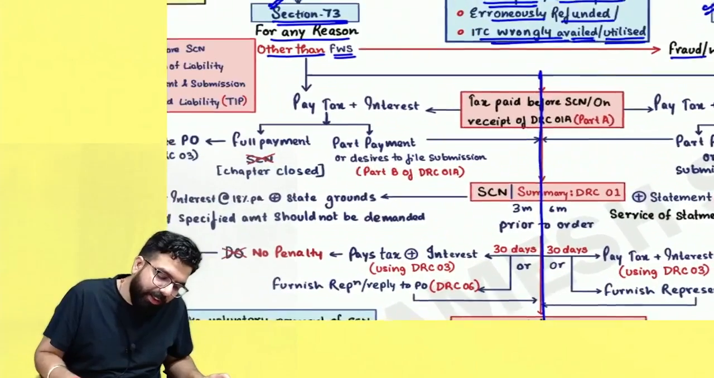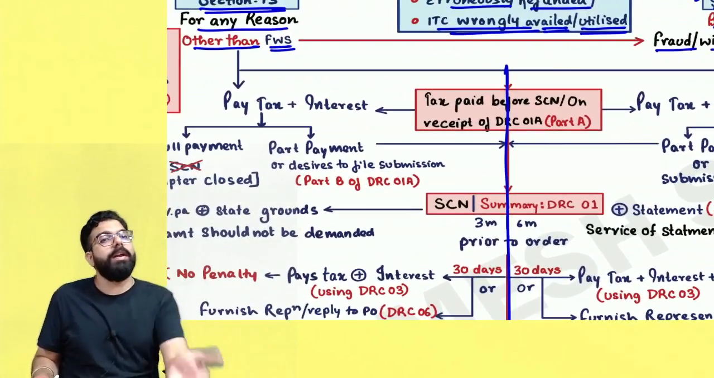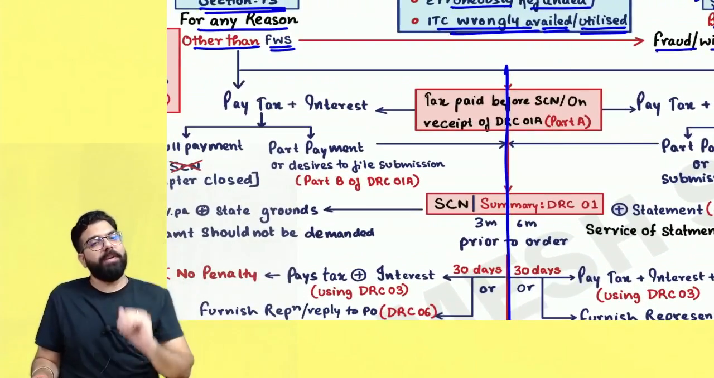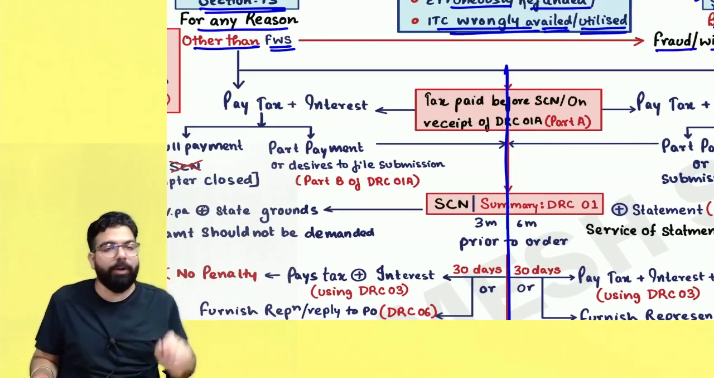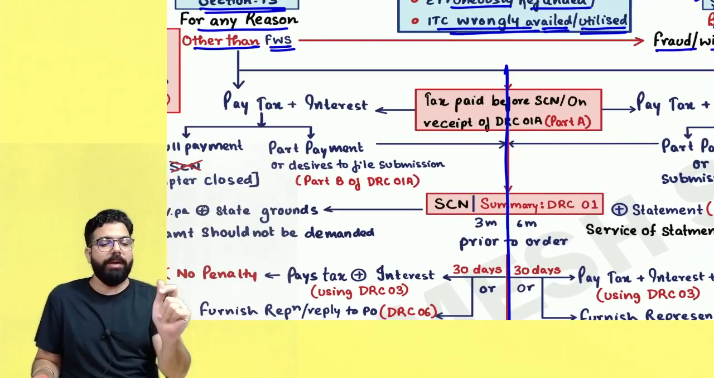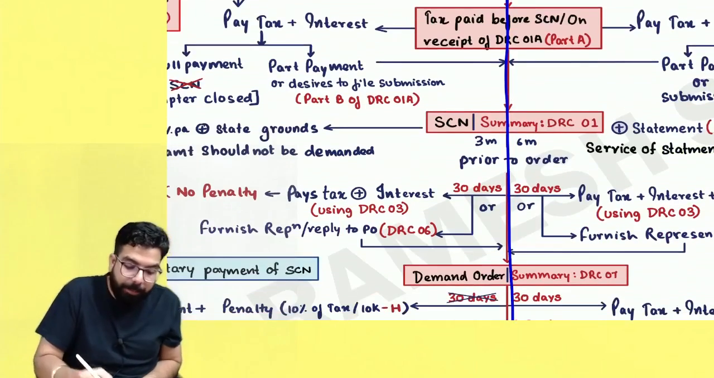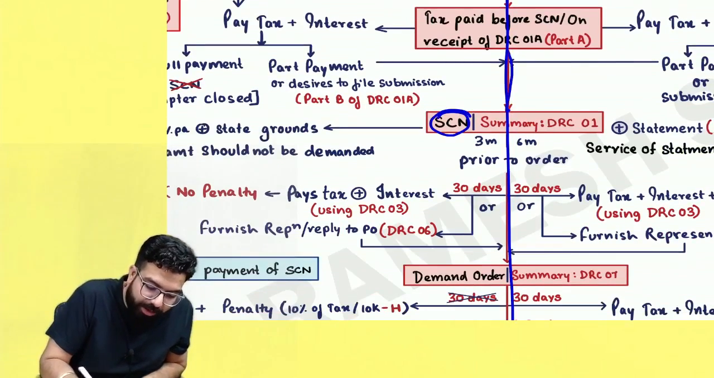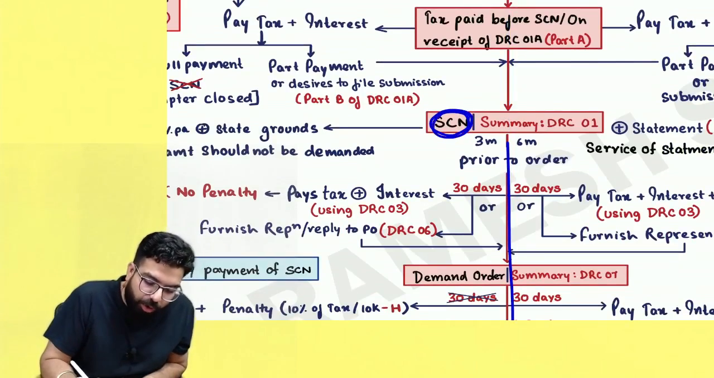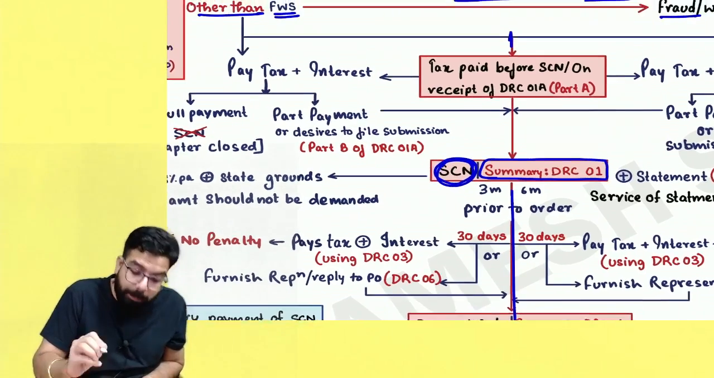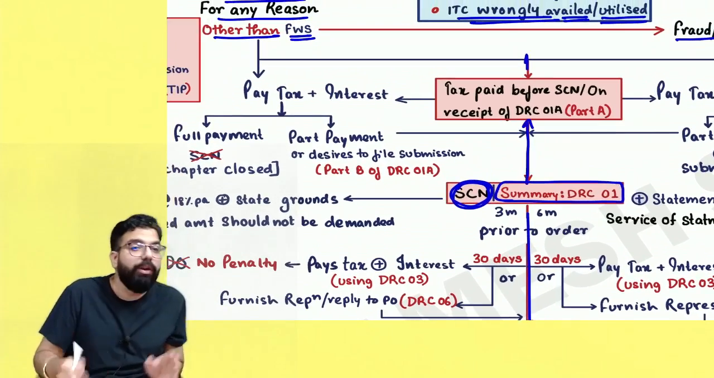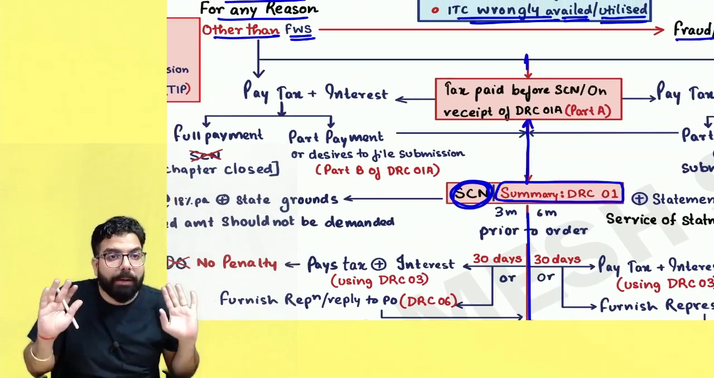So, section number 73 says that, for example, audit happened, special audit happened, inspection, search, seizure happened. The officer told you, Ramesh, this is the amount of tax which you have to pay. If you make the payment before issuance of the show cause notice, one option is that you can make the payment of the tax before issuance of the show cause notice. The summary of the show cause notice is given to you in GST DRC-01. Before the issuance of the show cause notice, you thought, let me make that payment of the tax.